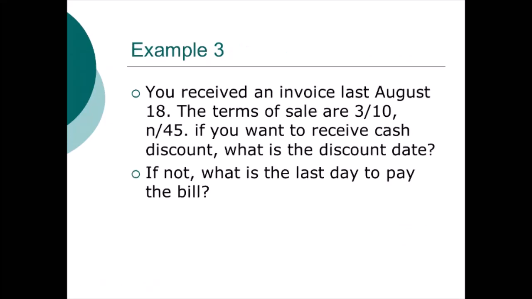Let's have an example. We received an invoice last August 18. The terms of sale are 3% within 10 days and the net amount is due after 45 days. If you want to receive cash discount, what is the discount date? If not, what is the last day to pay the bill? So this is an example of ordinary dating.